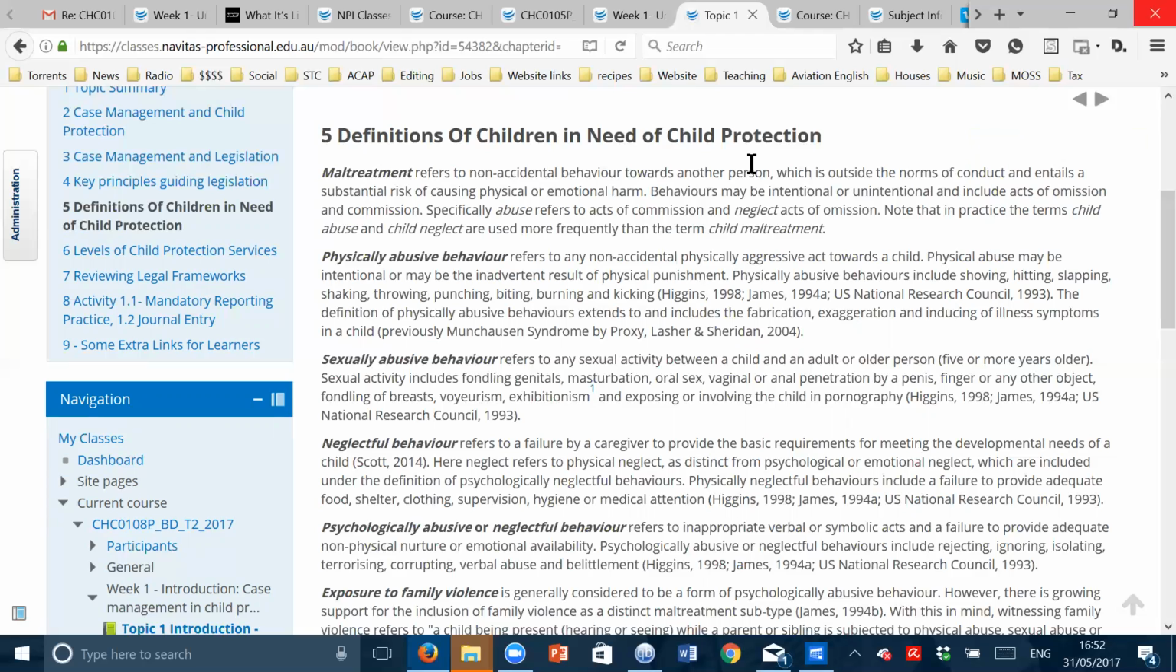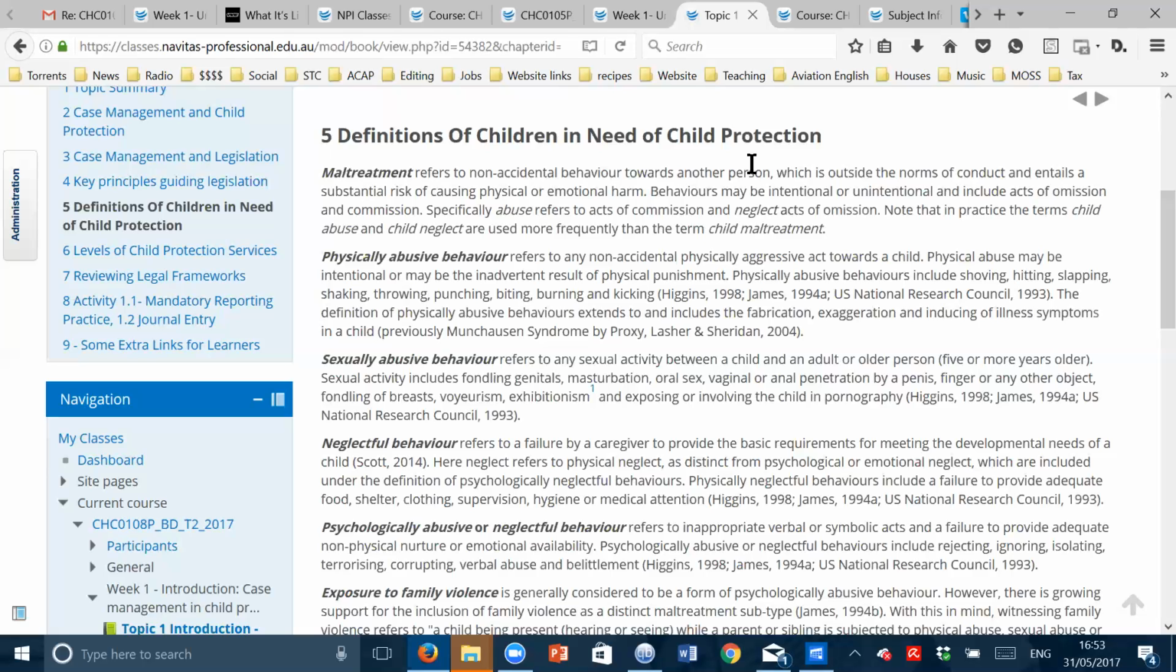Maltreatment refers to non-accidental behavior towards another person which is outside the norms of conduct and entails substantial risk caused by physical, emotional harm. Behaviors may be intentional or unintentional and include the acts of omission and commission. So not doing something for a child, if a child is cold, not keeping them warm, for example. Specifically, abuse refers to the act of commission, and neglect the act of omission. Note that in practice, the terms child abuse and child neglect are used more frequently than the term child maltreatment.